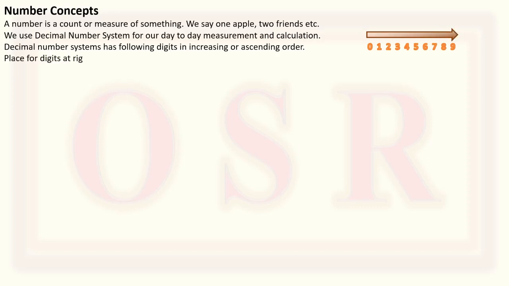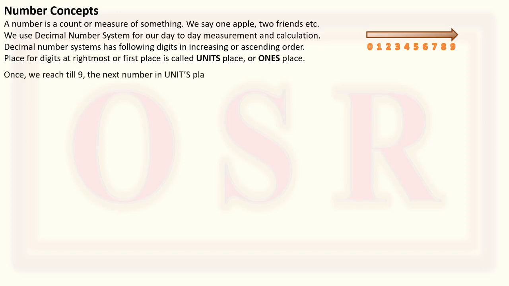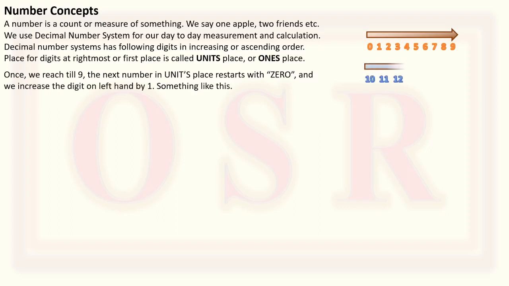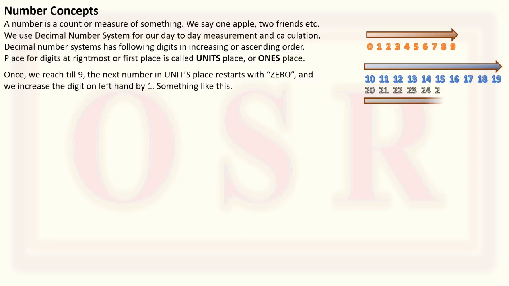The place for digits at the rightmost or first place is called units place or ones place. Once we reach 9, the next number in units place restarts with 0 and we increase the digit on the left-hand side by 1, something like this. So it becomes 10, 11, 12, 13, 14, 15, 16, 17, 18 and 19. Then again, since it has reached 9, the next number is 20, 21, 22, 23, 24, 25, 26, 27, 28 and 29.